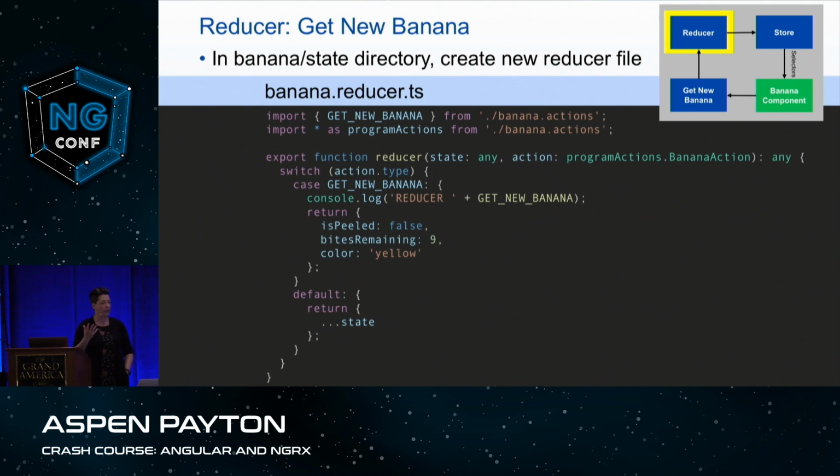So for our get new banana case, we don't have a banana defined yet, so all we're going to do is set all of the properties of our banana to what we would want our new banana to be. In the default case here, you can see we're using the spread operator, and we're just saying, get a copy of whatever current state was passed in and return the same thing back.